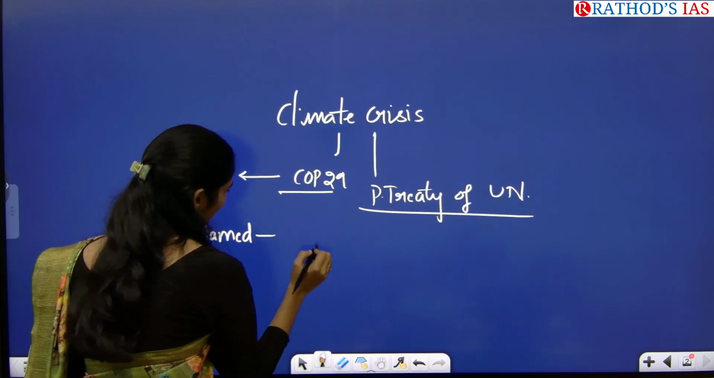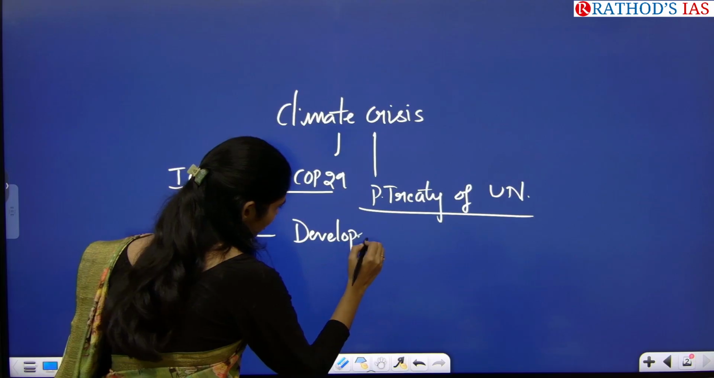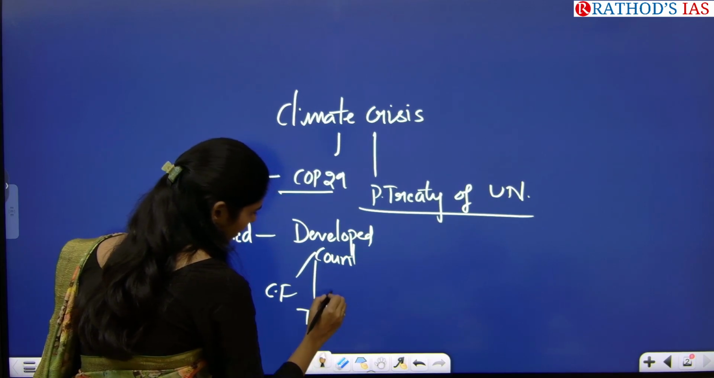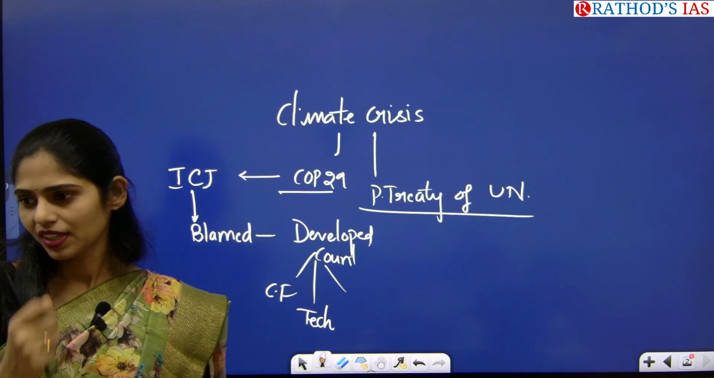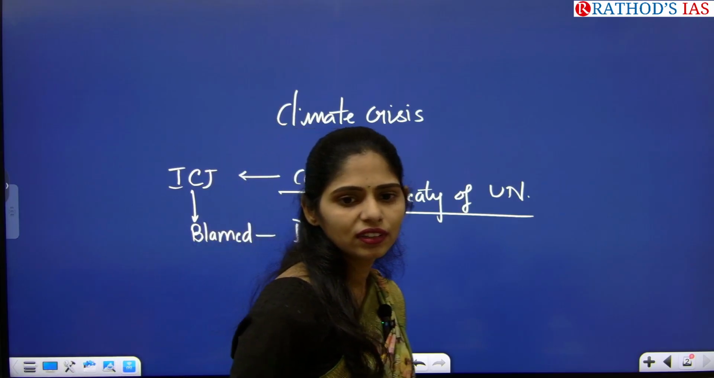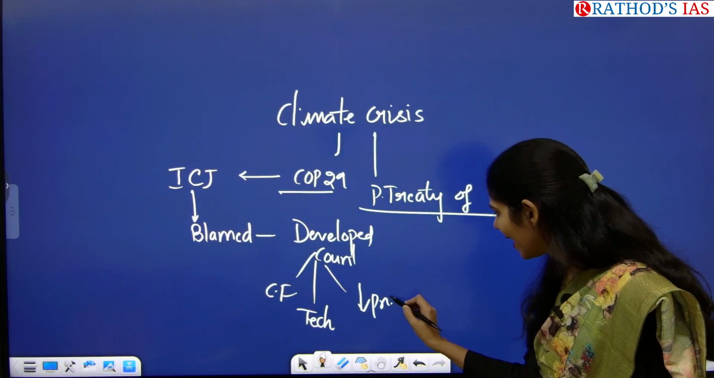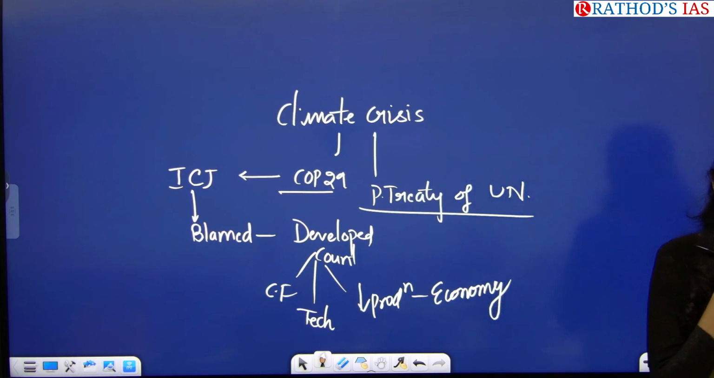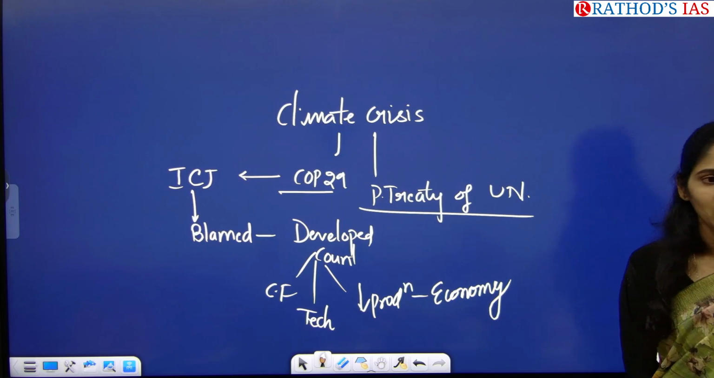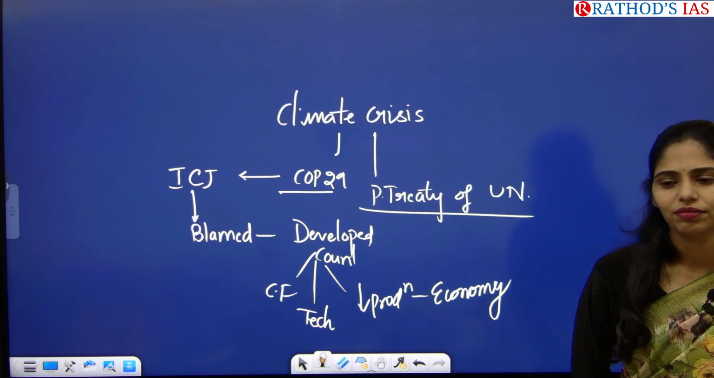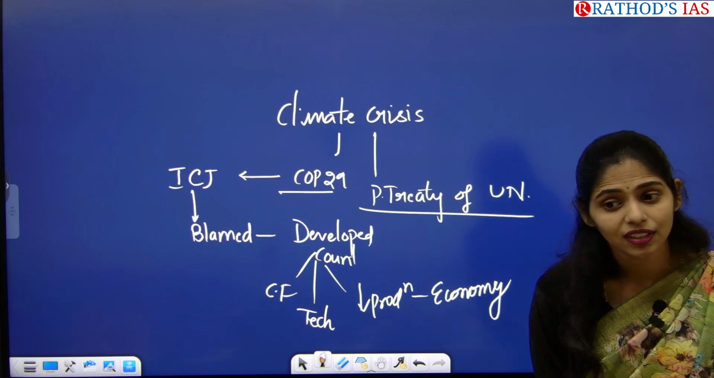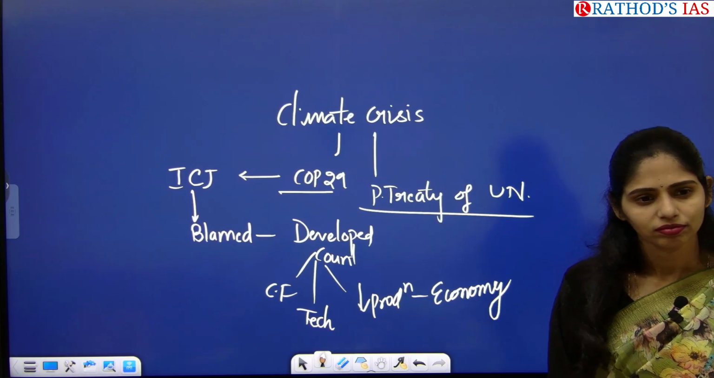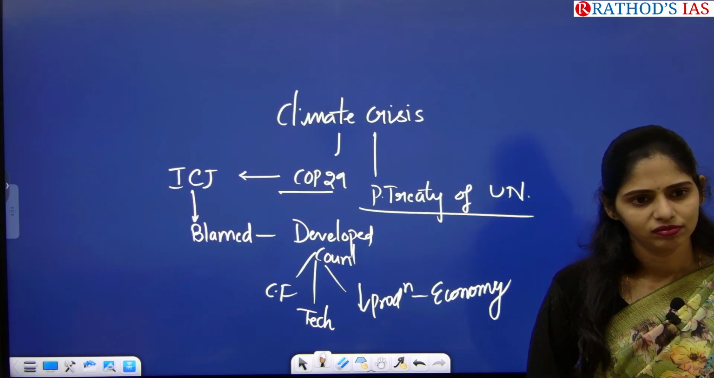So guess on which areas India blamed developed countries? First one is funds, that is climate finance. Next one is technology. So we can't go for a production cut of plastics, it will have an impact on the economy. Climate finance, technology, production of plastics. Next, wars. Exactly, regarding climate change. Think.